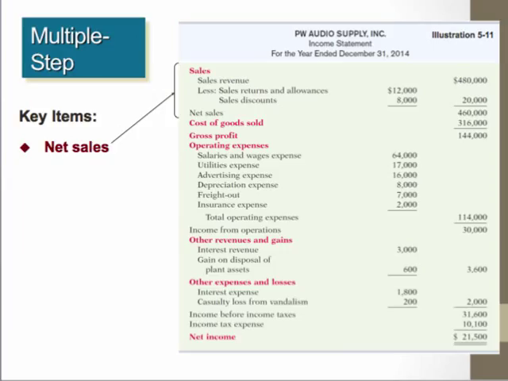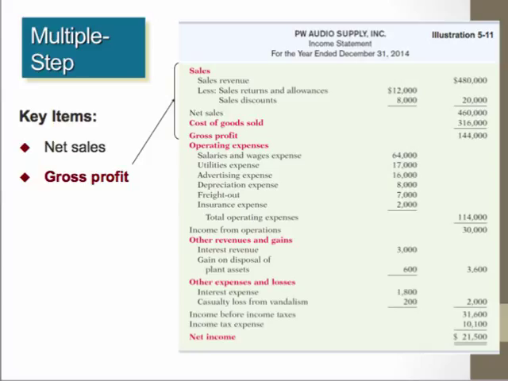So let's take a look first at net sales. Whenever you hear the word net, we are talking about a value that has been reduced because of the contra accounts. So when we say net sales, we are looking at total sales less the two contra accounts, sales returns and allowances, and sales discounts. We then subtract out cost of goods sold to give us gross profit.